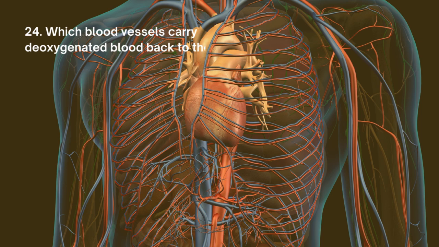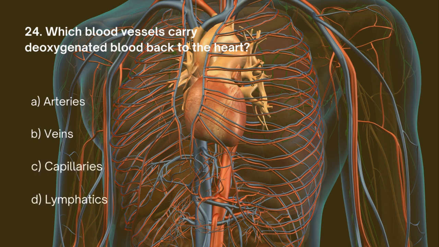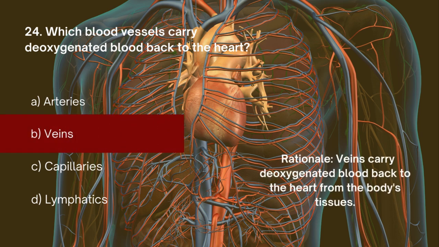24. Which blood vessels carry deoxygenated blood back to the heart? A. Arteries. B. Veins. C. Capillaries. D. Lymphatics. Rationale: veins carry deoxygenated blood back to the heart from the body's tissues.